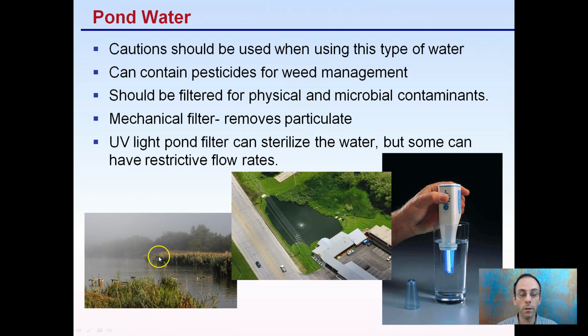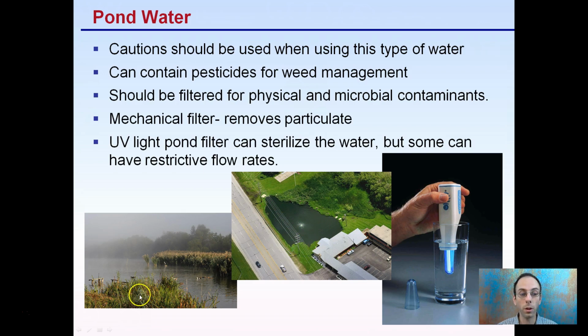So pond water can be variable. We're looking at a more natural surrounding to this pond, and here a little bit more of an urban setup. Caution should be used when using this type of water because, especially in the urban type setup, you're looking at water that could contain pesticides from weed management in the local area. Also, sometimes pesticides or herbicides can be added to the water itself to help reduce some unwanted plant growth.